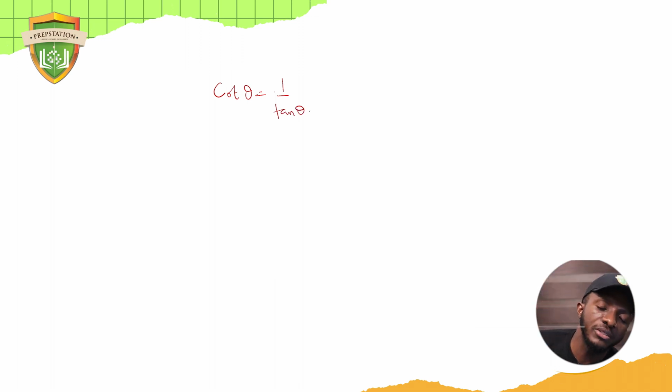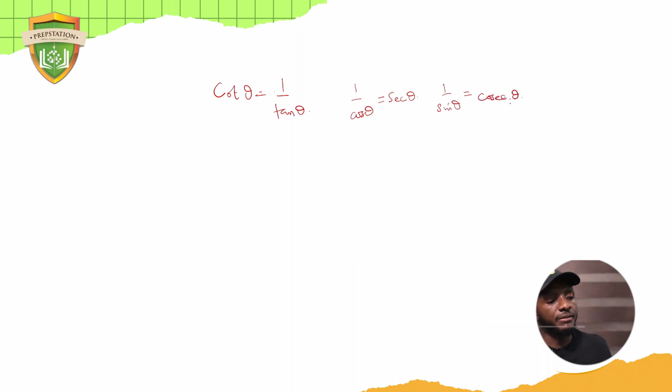Now, talking about these trigonometric ratios, this is it. 1 over cos theta is secant theta, while 1 over sine theta is cosecant theta. I'm sure this is clear.